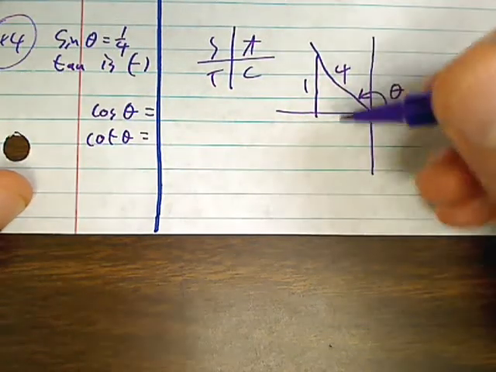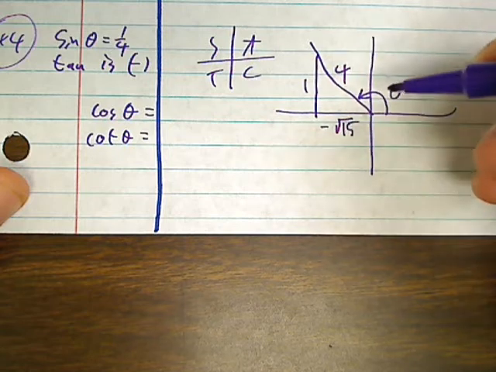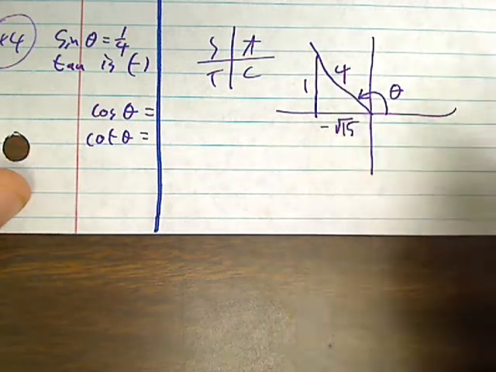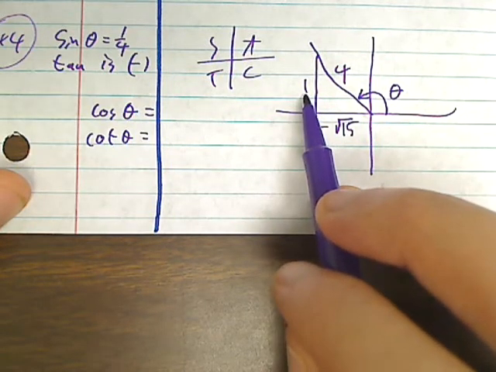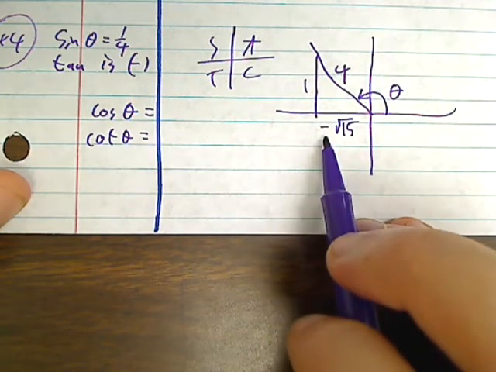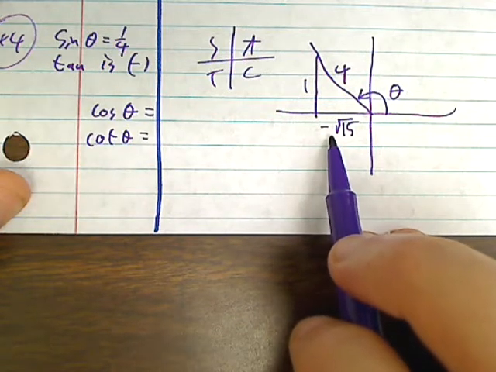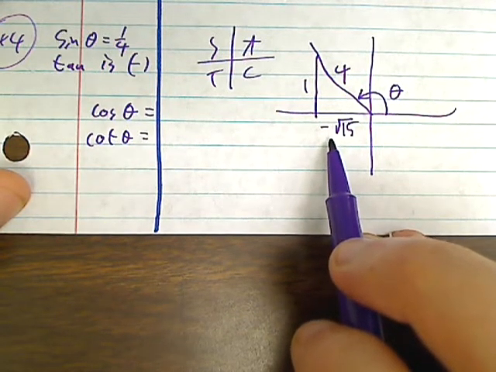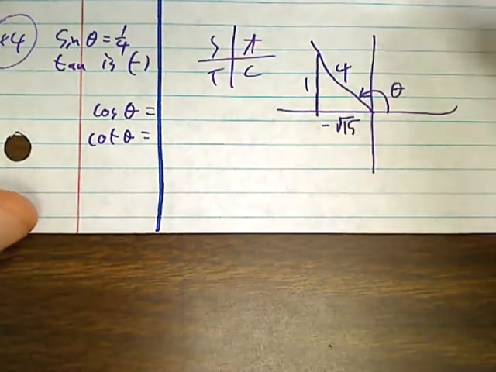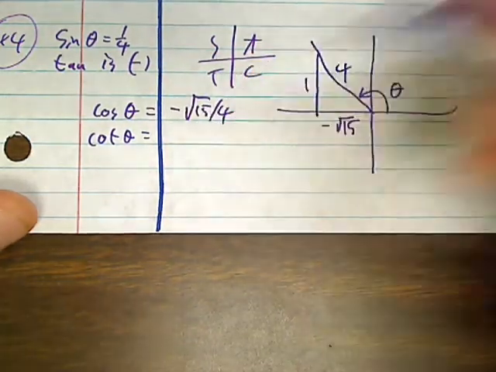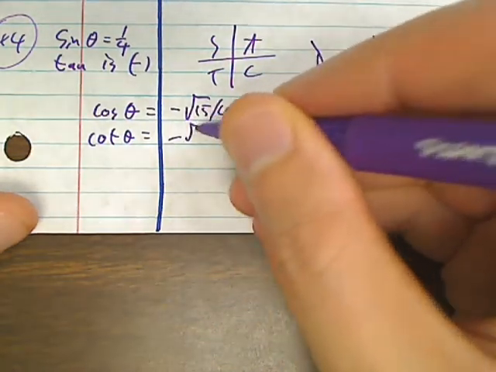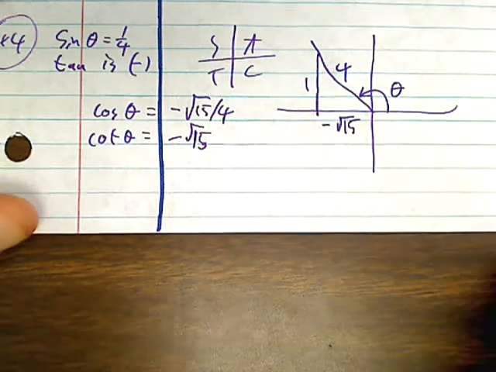Use a little bit of magic to find this x, that's going to be negative square root of 15. And I do that by 1 squared plus what squared gives me 4 squared. Well, 1 squared is 1. 4 squared is 16, so I need 15 more. I made it negative because I'm in the second quadrant, where the x-coordinate is negative. So cosine of this angle, adjacent over hypotenuse, is negative square root 15 over 4. And cotangent is adjacent over opposite, negative square root 15 over 1, but I don't need the over 1.